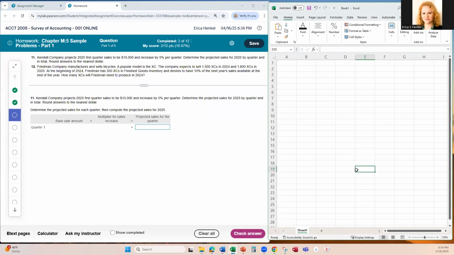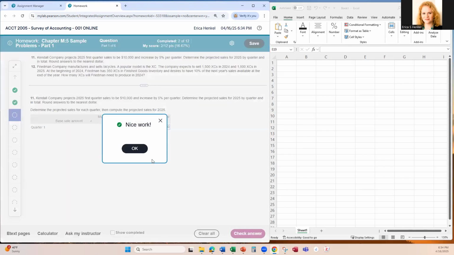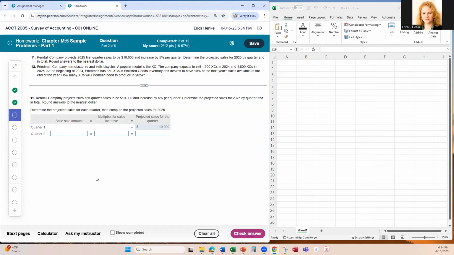But we've got Kendall Company here who projects that their first quarter sales are going to be $10,000, and then they are going to increase by 5% per quarter. So for the very first quarter, it's just going to be the $10,000. And then all we have to do is increase the previous quarter's amount, right, times 1 plus 0.05 to get us to 5% more. So 1.05. So here we're going to take $10,000 times 1.05.